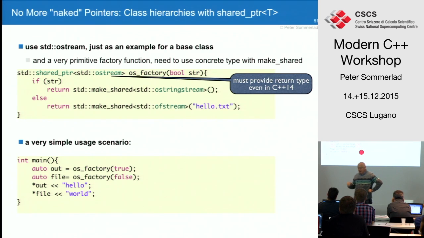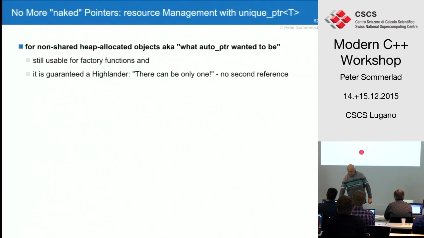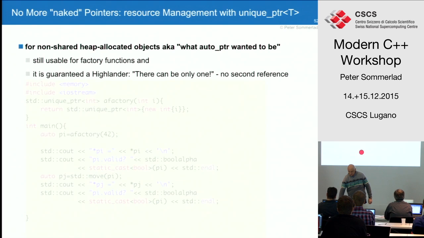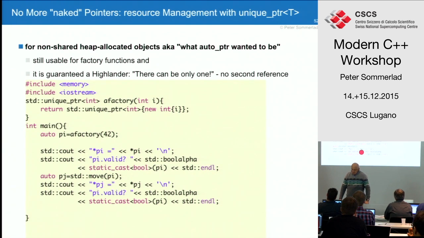So you can have these class hierarchy factories with the unique pointer as well. And if you don't intend to share that, which might not be a bad idea with the stream objects, you can use unique pointer perfectly here. That's a simple example with unique pointer and a factory, and it's safe to return unique pointers by value. It's a temporary constructed at the return statement, and there's always only a single one available.